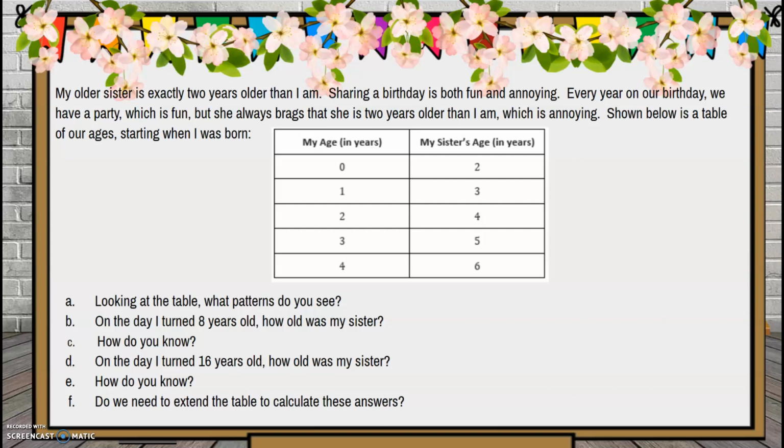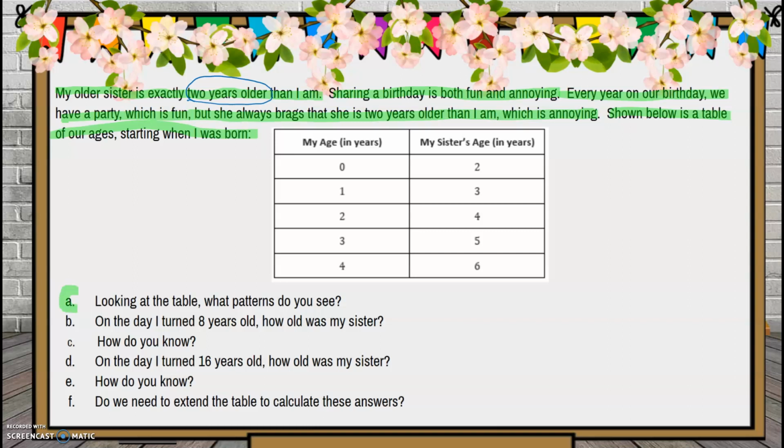So the word problem starts off by saying, my older sister is exactly 2 years older than I am. So I'm going to go ahead and just stop right there and underline 2 years older. Sharing a birthday is both fun and annoying. Every year on our birthday, we have a party, which is fun. But she always brags that she is 2 years older than I am, which is annoying. Shown below is a table of our ages starting when I was born.